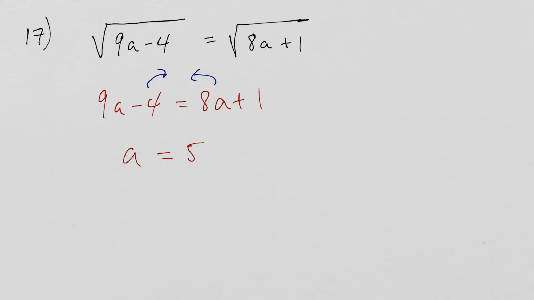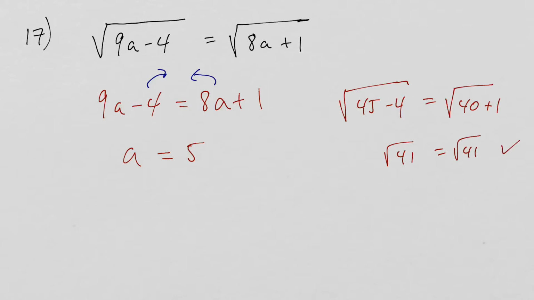Now I should probably check that. The square root of 9a is 45 minus 4. Is this really equal to the square root of 8a, which is 40, plus 1? Well, that tells us the square root of 41 equals the square root of 41. That works. So I know 5 is a valid answer.